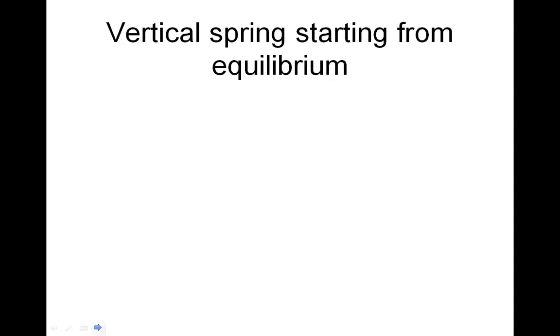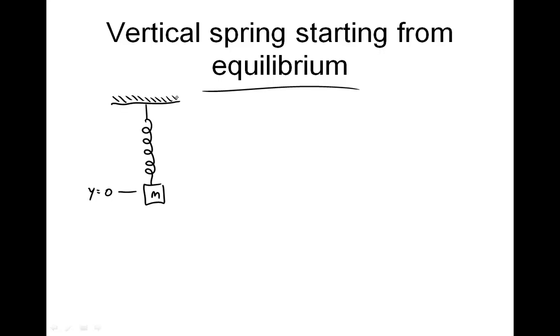So let's take a look at a vertical spring, and I'm going to start from equilibrium. So the spring looks something like this, and I'm going to put a mass on the end of it, m, and this is equilibrium, so I'm going to call that y equal to 0. The spring is fixed, say, to the ceiling.